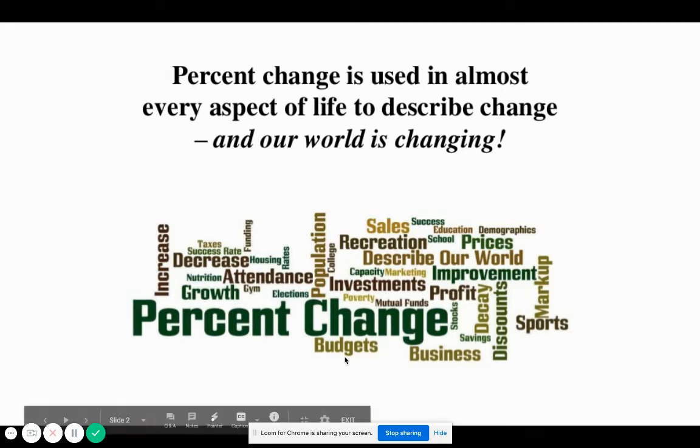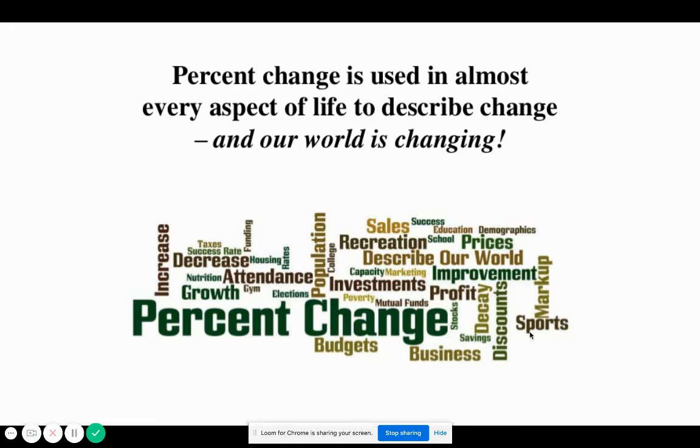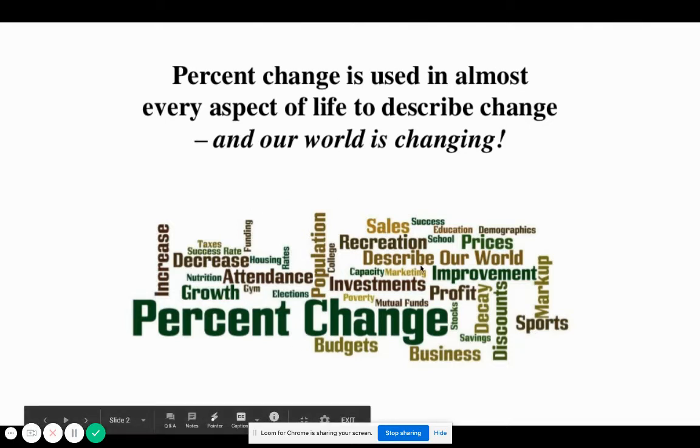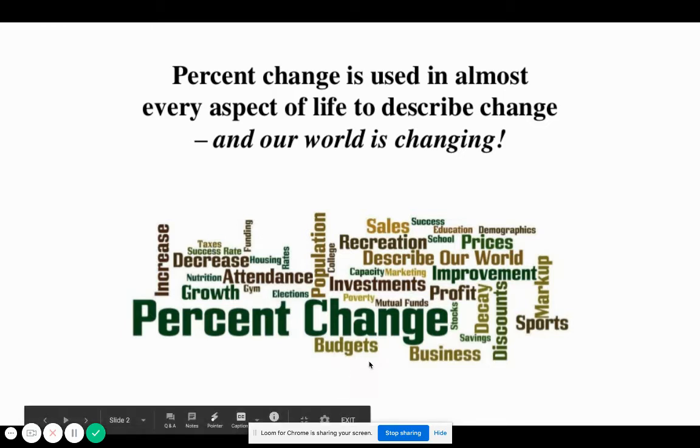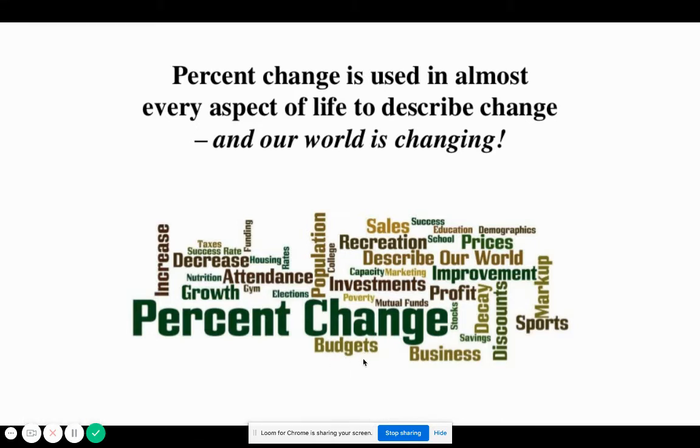Growth, budgets, business, decay, especially in science, sports, when they are talking about runs or the performance of a player. So these are a few examples of what percentage change looks like in real life. Taxes is one good example again. I think you can look at newspapers whenever the government budget is announced. They always try to explain the budgets in the form of percentages.